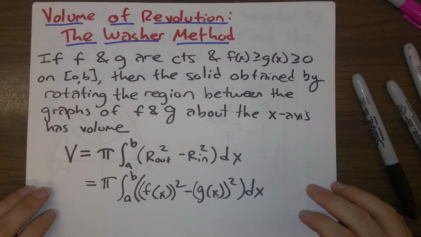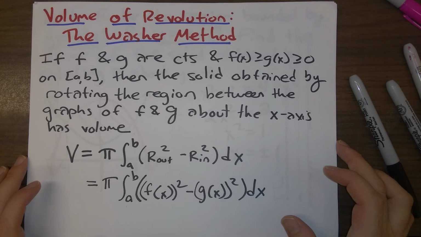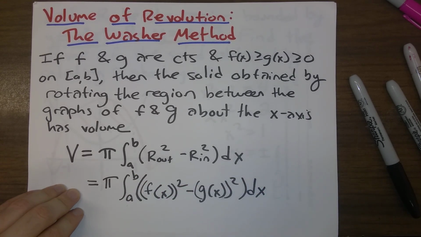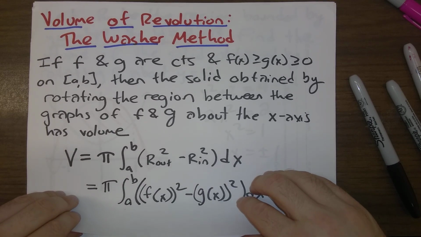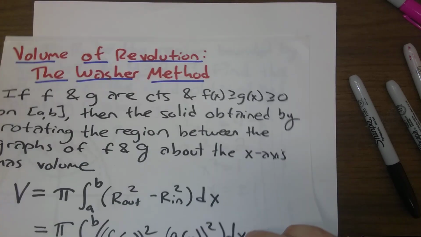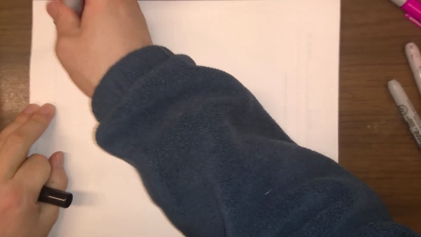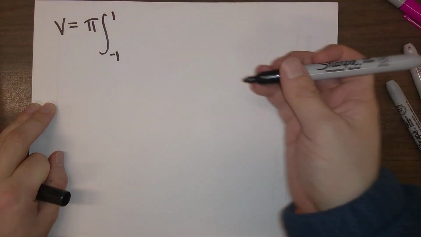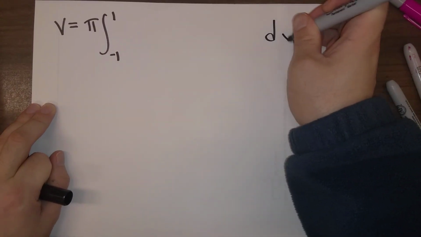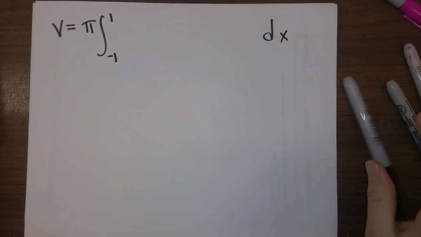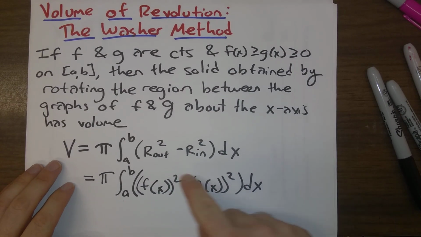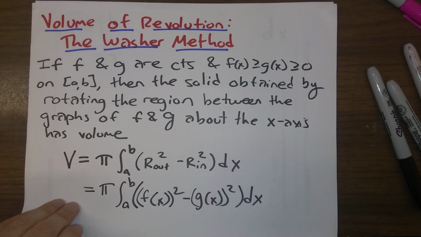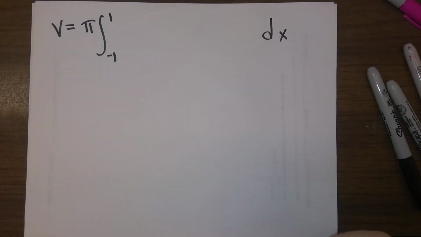So just to remind us, here is the setup for the washer method. Minus 1 and plus 1 are the two values for a and b. Let's write this down. V is equal to pi times the integral from minus 1 to 1 of stuff. And now the tricky thing is, we have to figure out what is R out and what is R in for our calculation.